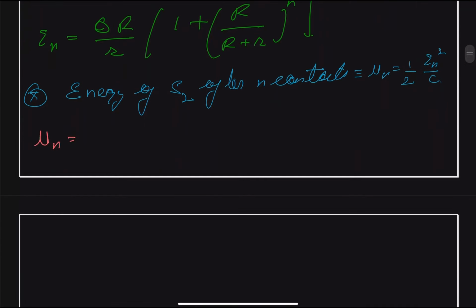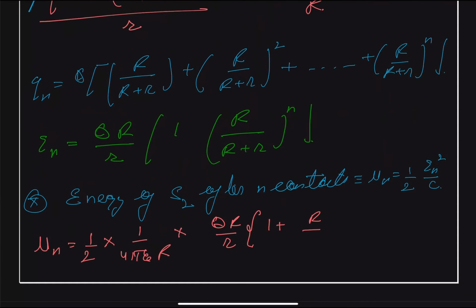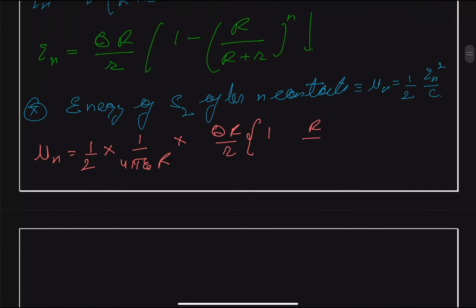So we can write U of n is equal to one half multiplied by 1 upon 4 pi epsilon times r, and this comes as QR upon small r, and this is 1 minus, my mistake, here it has minus, minus, and this comes (r upon R plus r) whole raised to power n, and this is whole raised to power square.